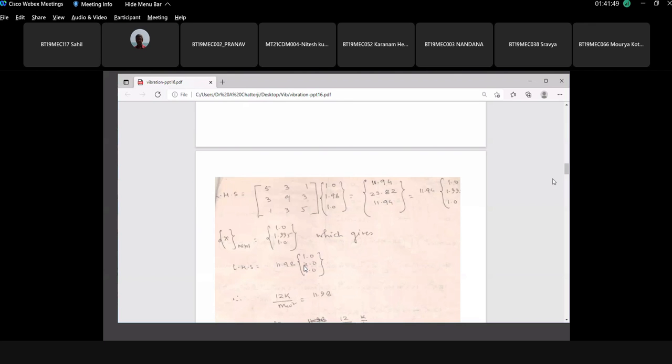Hence, mass matrix is known to us. K matrix is also known to us. In one case, we have to find K inverse M. In another case, we have to find out M inverse K. Now, M inverse K will be easier.